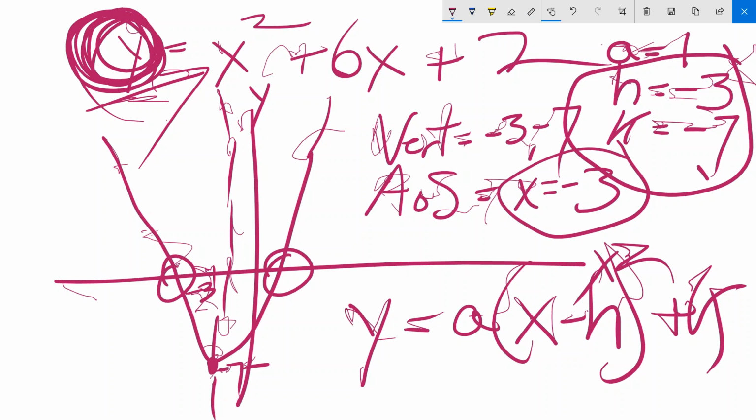Math isn't so much about memorizing formulas as it is about memorizing methods. You need to know what method you use to put it into vertex format. That's really what you need to memorize. And that method is completing the square. So you have to memorize both the vertex format and how do you complete the square. Things like that.